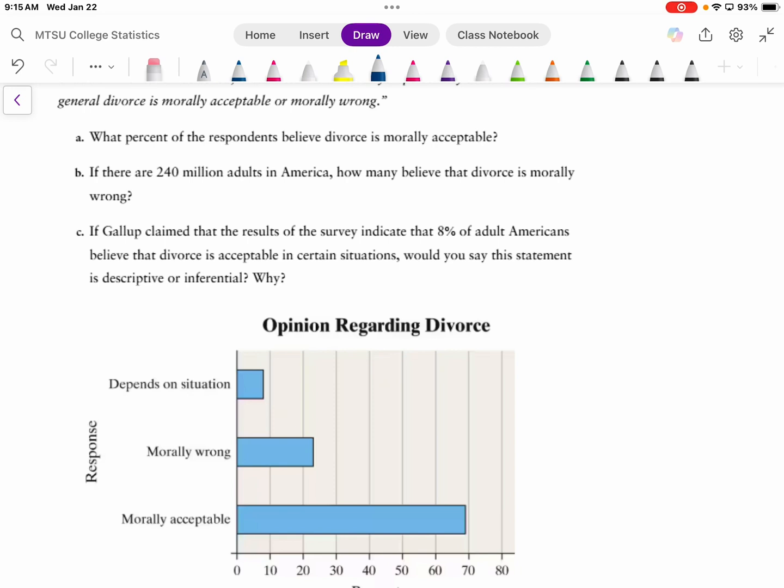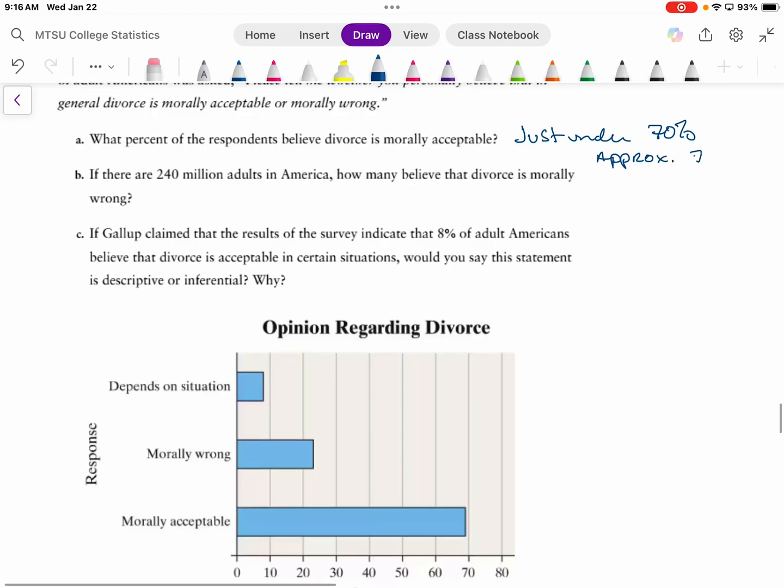What does it look like? Just under 70%, so somewhere around 68, 69 if they actually gave you multiple choice. But here we're just saying just under 70%. We can probably say approximately. That's one thing statistics likes to do, approximately 70%. So we know we're right in that ballpark. But it would be fine to say 69%.